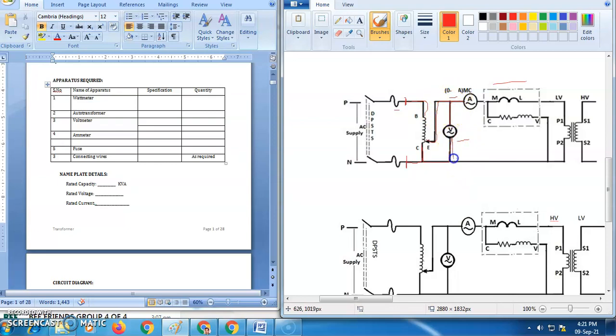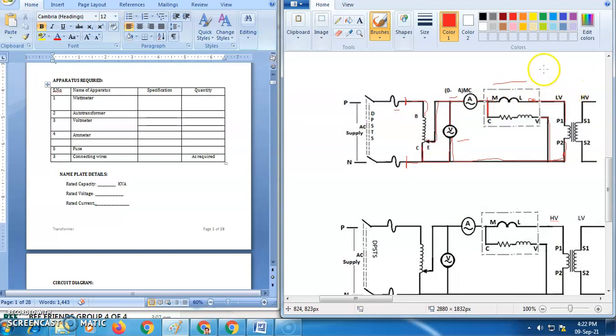Now again, from the voltmeter terminal it is connected to the primary of the transformer terminal P2, and P1 is connected with a wire to the terminal L, and M is connected to the other ammeter terminal, and this M and C should be shorted internally, or else you need to short it externally, and the V terminal is connected to the P2 terminal of the primary. So now the complete primary side is completed.